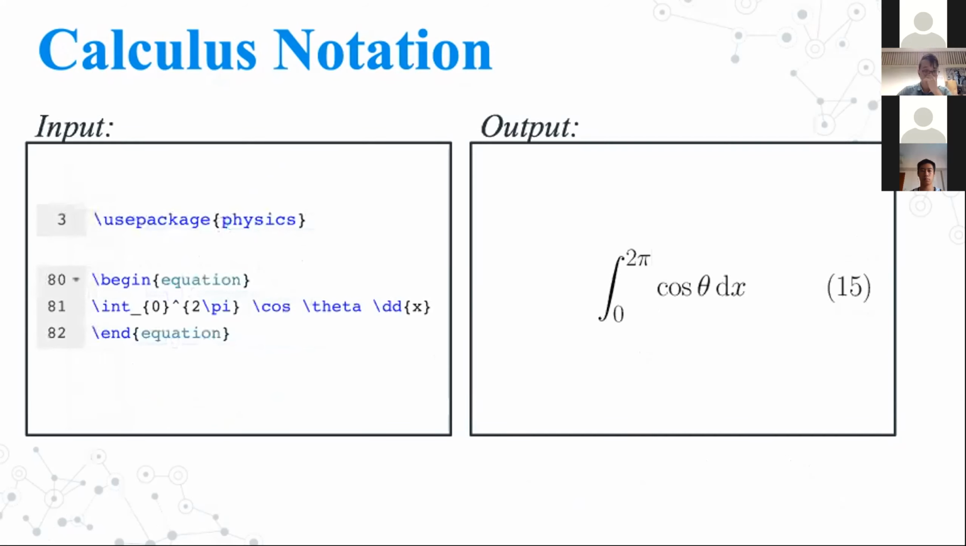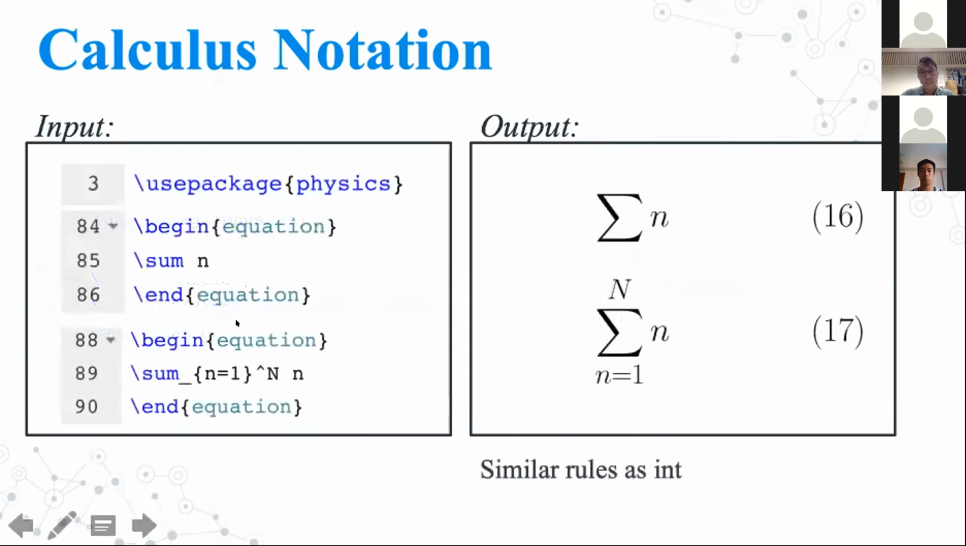All right. Next, integrals with limits. If you want your integral sign to have the limits, all you have to do is, in front of your integral sign, you do underscore 0, then caret 2 pi. Remember, if you don't put the curly brackets and encompass the entire thing, you will just have an integral from 0 to 2, and your pi will come down over here, which is not what you want, right? So you have to make sure you use curly brackets in this area.